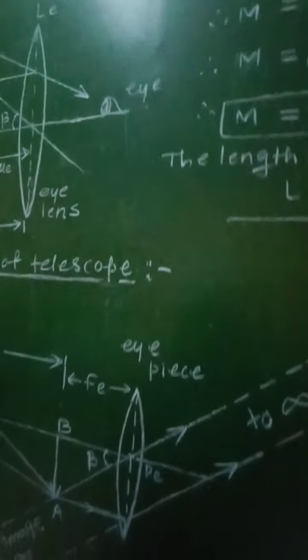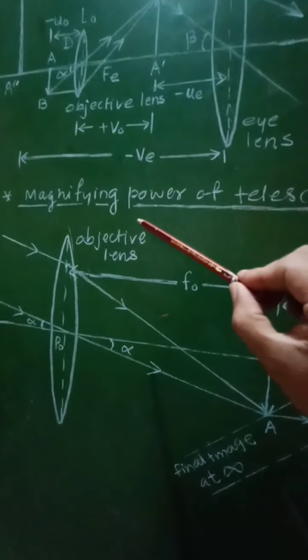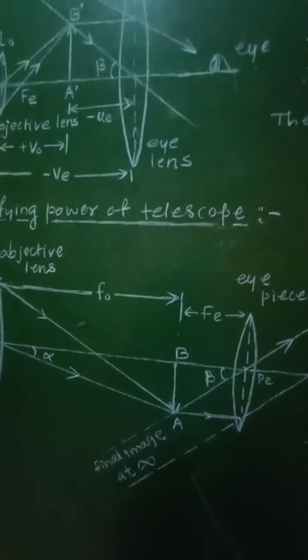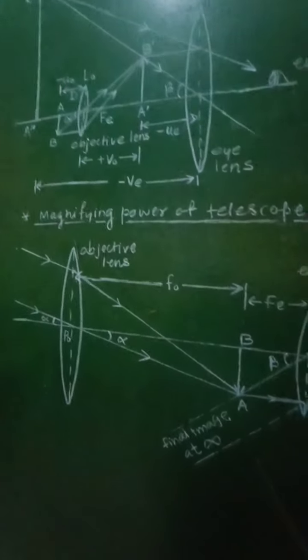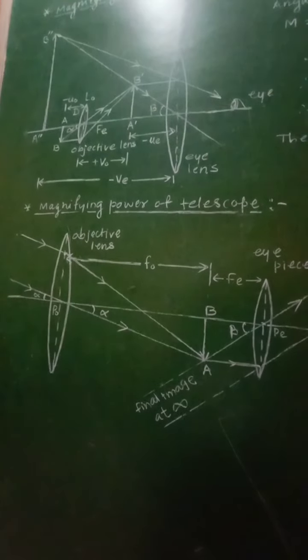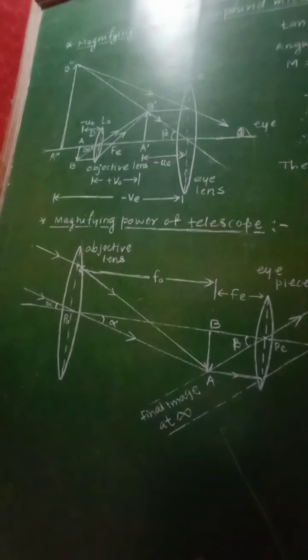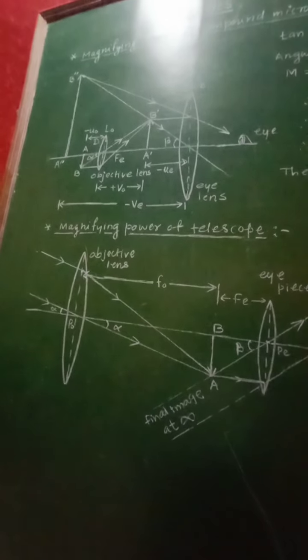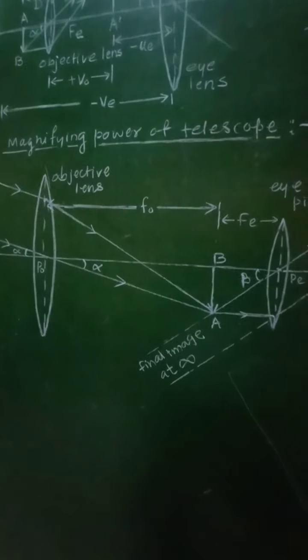And now let us see the next optical instrument, that is the magnifying power of a telescope. So what is actually a telescope? The telescope uses two lenses again. The lens facing the object is of the aperture as large as possible, and this will be the objective lens, and the second smaller lens will be nothing but the eye lens or eyepiece.